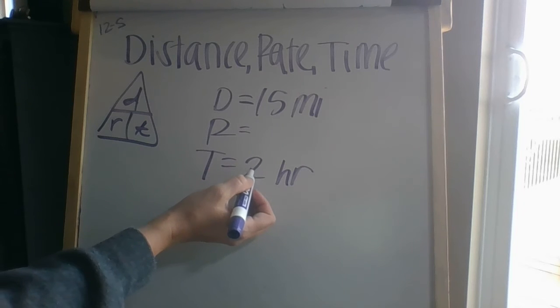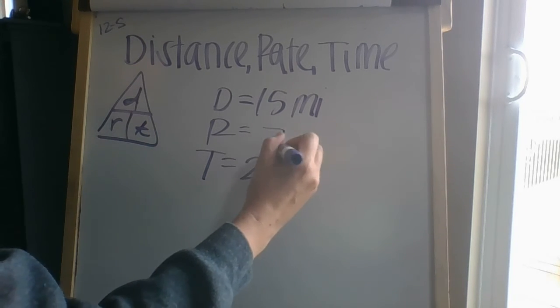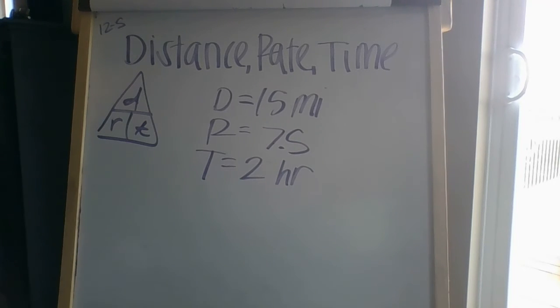You're going to do your 15 divided by 2, your distance divided by time, and we end up getting 7.5. Now, that's just the number. Label is really important on this assignment. If you do not have the label, it will be incorrect. So you need to make sure that you have the proper label.